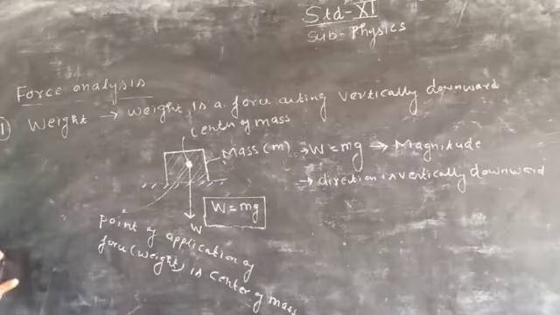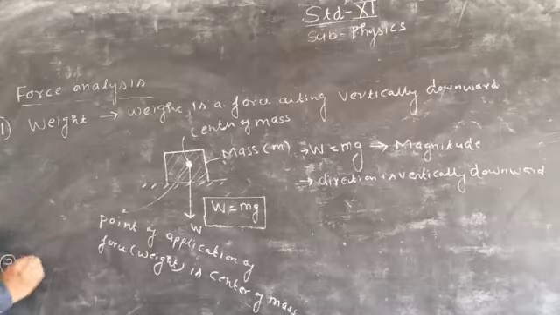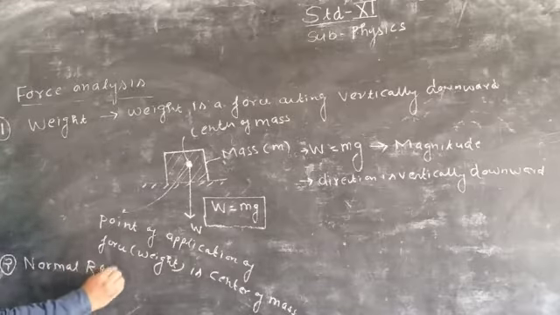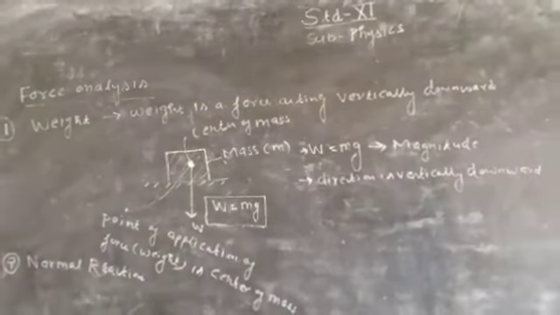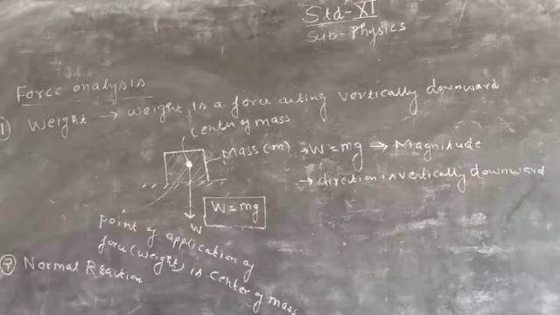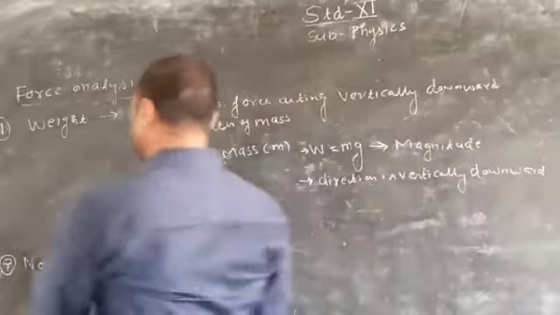The next force to be analyzed is normal reaction. The first force we analyzed is weight, which acts in the vertically downward direction and its magnitude is equal to mg. The second force to be analyzed is called normal reaction. This is also a contact force. Weight is also a contact force. When the body is in contact, it acts vertically downward. These are the normal reaction.